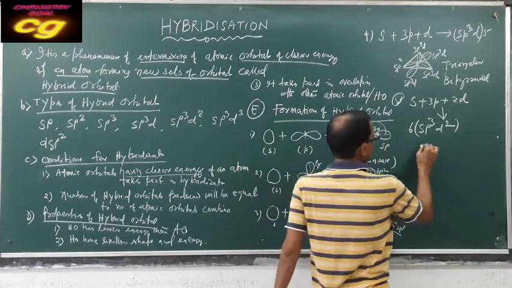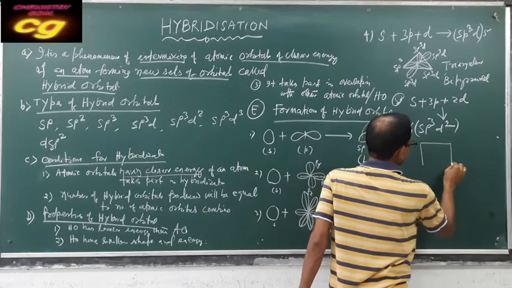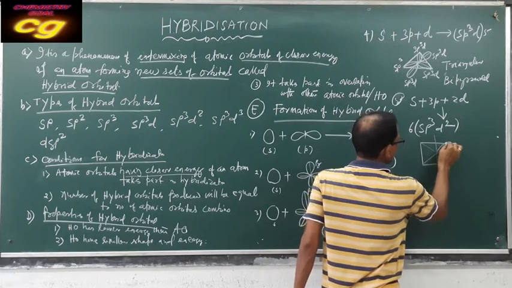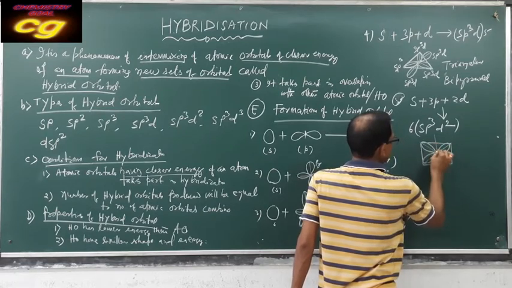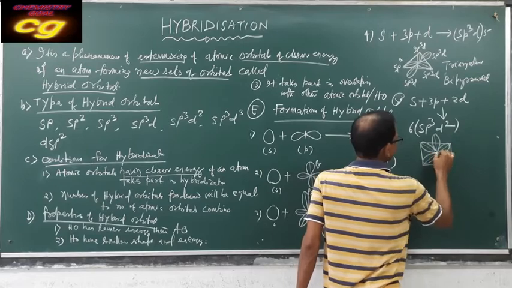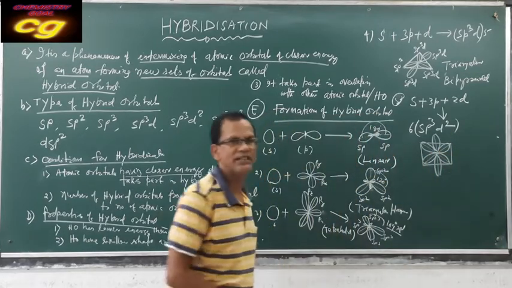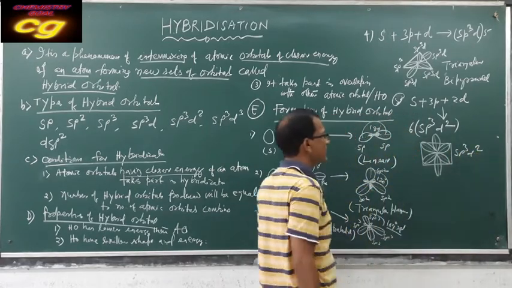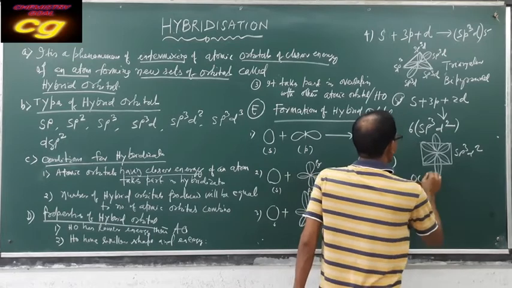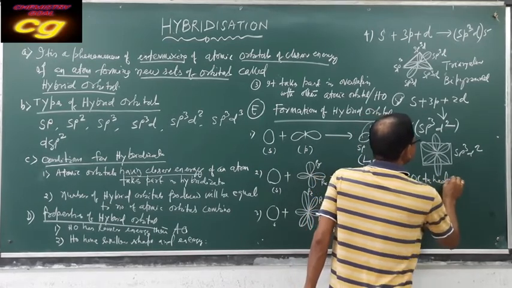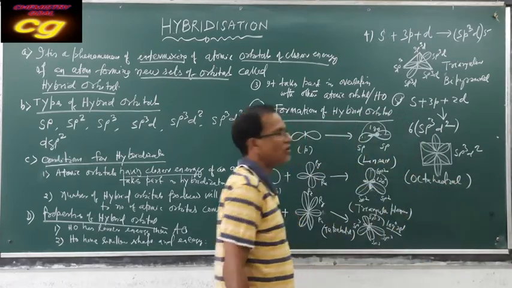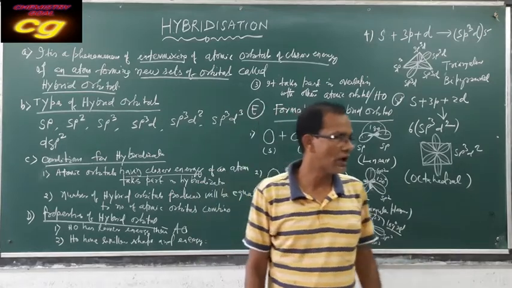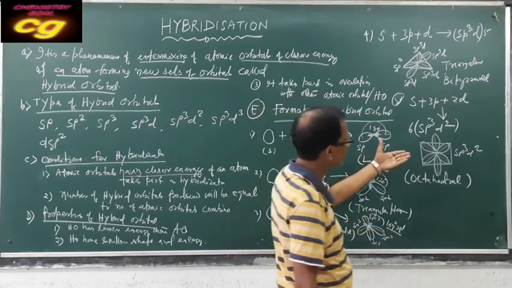What is the shape? Shape is octahedral. How do you draw an octahedral shape? You can draw like this. This is one row, another row in 4 corners. This is your sp3d2. Shape is octahedral. If you see the shape, here 4 are in one plane, then others will be above and below.